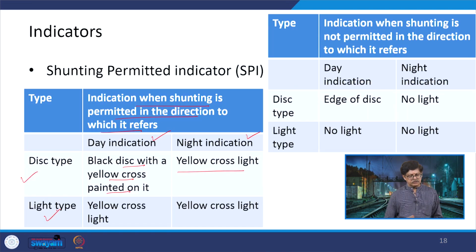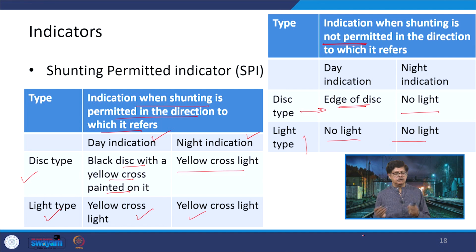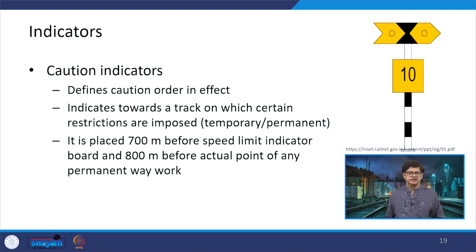Then in the light type of system, it is a yellow cross light in both cases. But when shunting is not being permitted in the direction to which it refers, in the case of disk type, the edge of the disk will be seen in the day indication, and there is no light for night. And in the light type, there is no light in both cases. So, that is how this SPI is going to give the information.